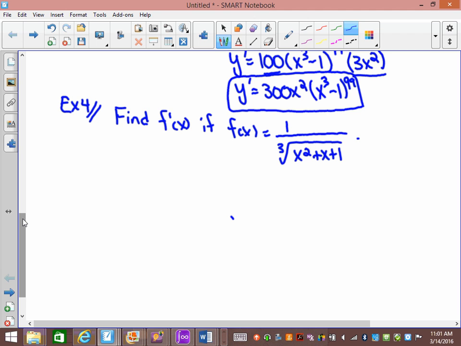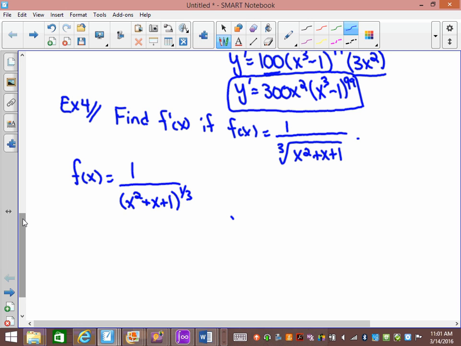The very first thing you want to do with a radical, you guys, though, is always change it to a fractional exponent. So I'm going to do it in 2 steps. I'm going to go 1 over, and this would be x squared plus x plus 1 to the 3rd, correct? Because the exponent on it is 1, and then you bring underneath the index of 3.